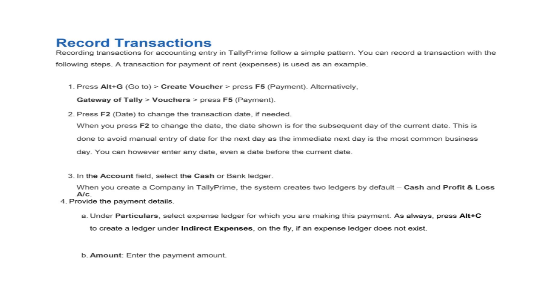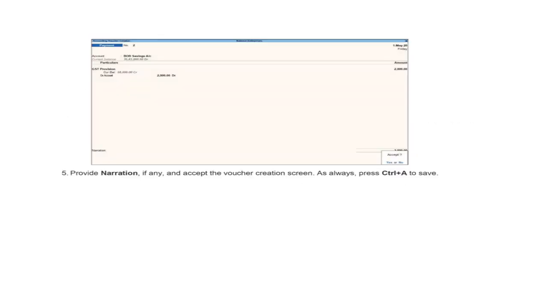When you press F2 to change the date, the date shown is for the subsequent day of the current date. This is done to avoid manual entry of date for the next day, as the immediate next day is the most common business day. You can however enter any date, even a date before the current date. 3. In the Account field, select the cash or bank ledger. When you create a company in TallyPrime, the system creates two ledgers by default: Cash and Profit and Loss A/c.